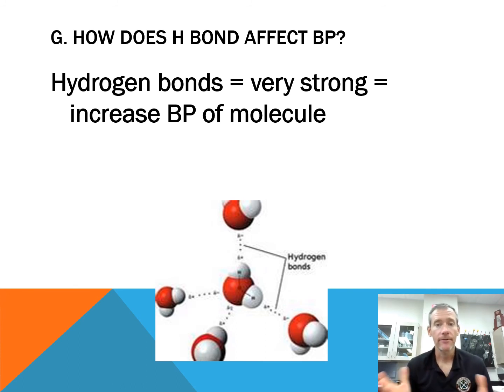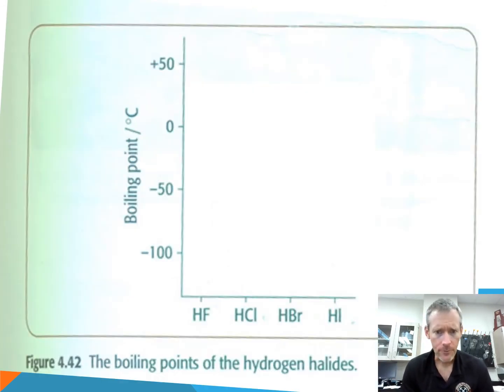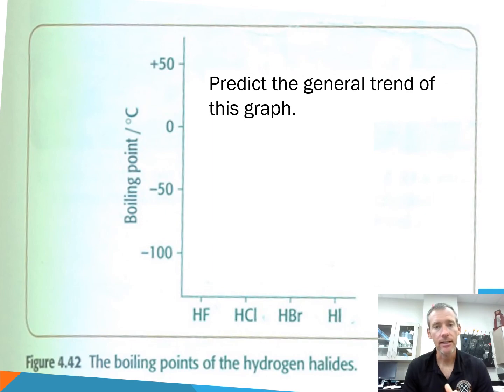How does hydrogen bonding affect boiling point? Hydrogen bonds are very strong, so you're going to have an increase in boiling points. That's why water has such a high boiling point compared to other atoms in that group. So if you're looking at the difference between HF, HCl, HBr, and HI, you will see it actually dip. HF having the strongest, it dips at HCl, and then it increases as you go to HI.